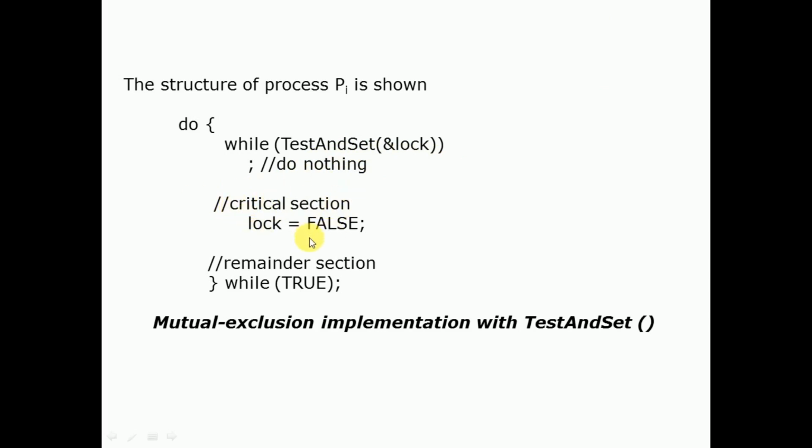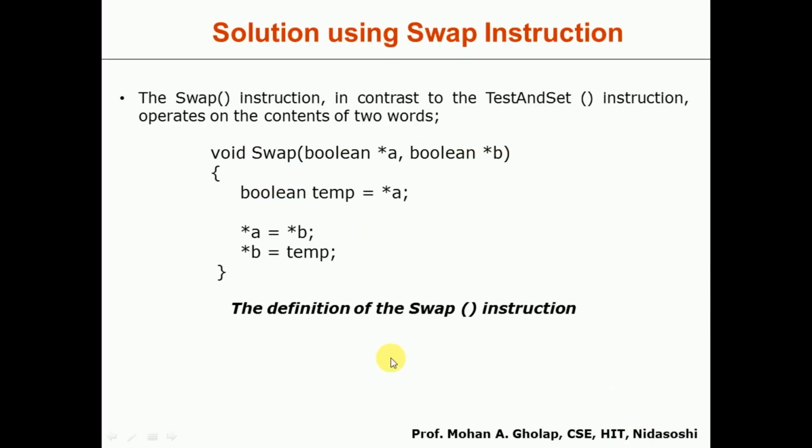Okay, and after that the remainder section is executed. So in this way the mutual exclusion is implemented via test and set, and we know that mutual exclusion means at a time only one process will be allowed to execute. Here, as the other process has acquired the lock, the process Pi will not execute in its critical section. It will be waiting. Once the lock is available, only then it will enter the critical section. So this is with respect to test and set.